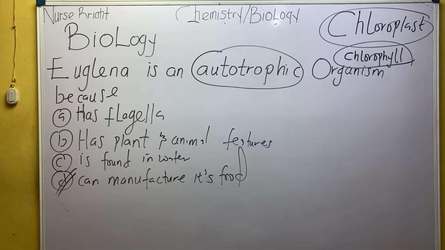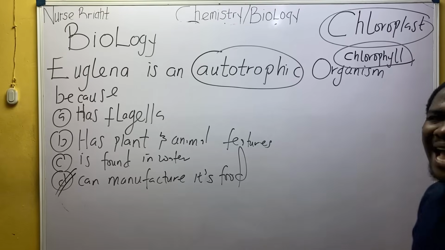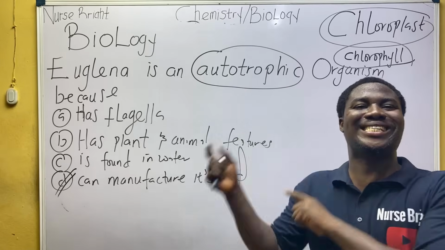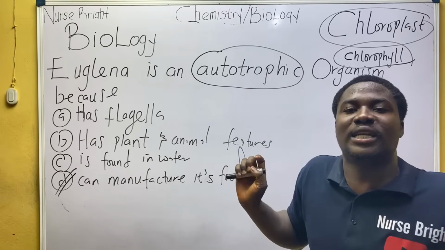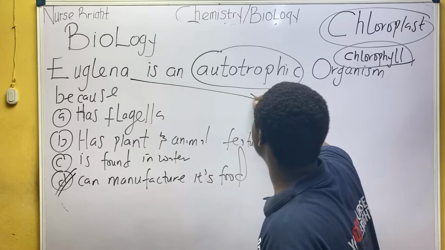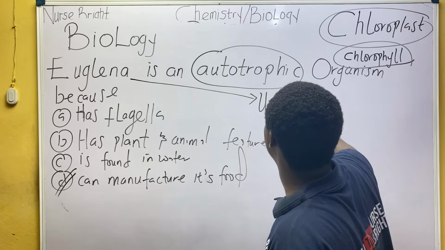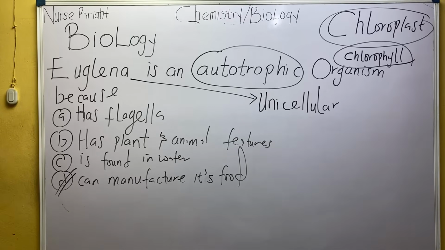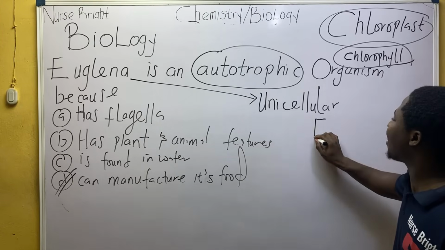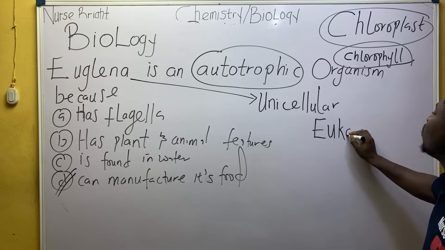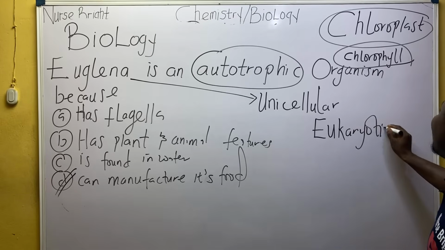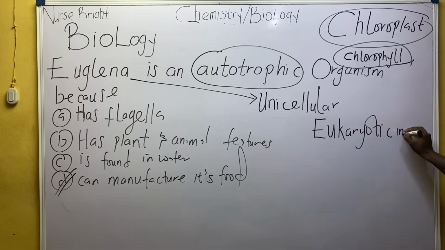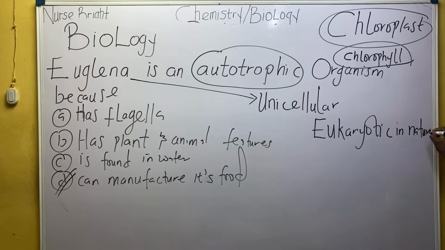Let's stress on Euglena. Based on the cellular level, Euglena is unicellular in nature. It's a simple organism. That means it is made up of just one cell. And not just unicellular, they are eukaryotic in nature, meaning they have a well-defined nucleus. They are not prokaryotic.